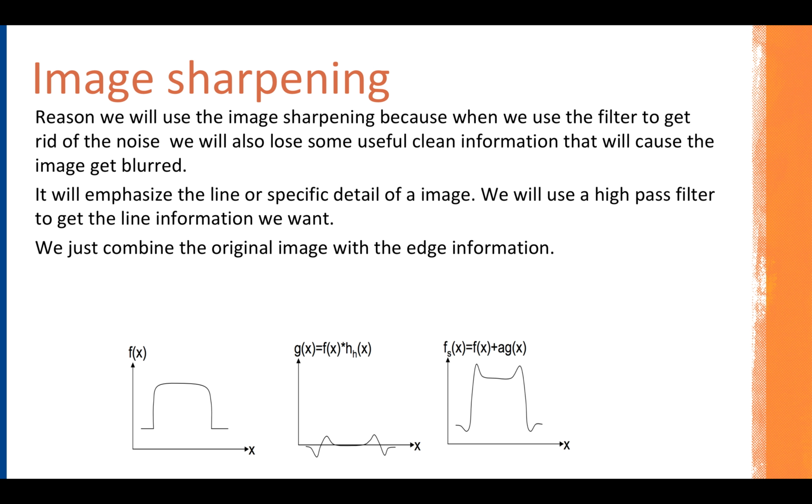And also I will introduce another image technology called image sharpening. The reason we use image sharpening is that when we use a filter to get rid of the noise, we also lose some useful clean information that will cause the image to get blurred. It will emphasize the lines or specific details of the image. We will use a high-pass filter to get the line information we want. We just combine the original image with the edge information. Here, these 3 pictures show us how to get the line edge information and combine it with the original image to get the result.